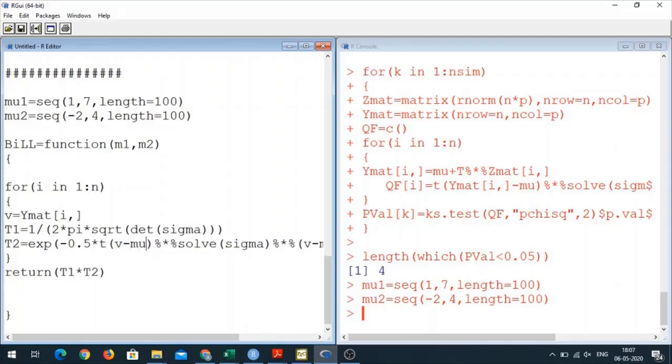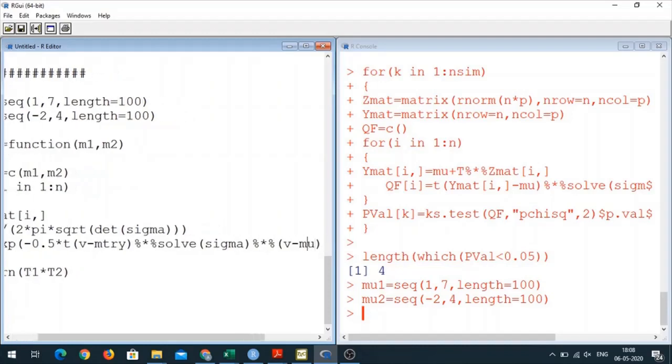Now instead of mu, I would say, okay, let me call it m try, because it's not an estimate, we are trying different values, m1 comma m2. So I would say m try sigma inverse m try.